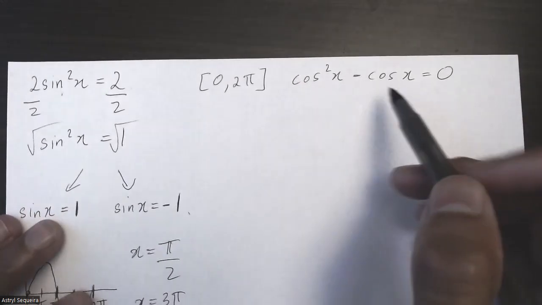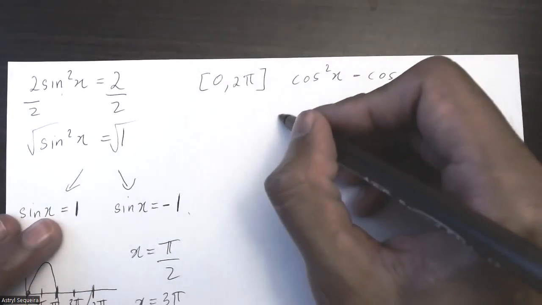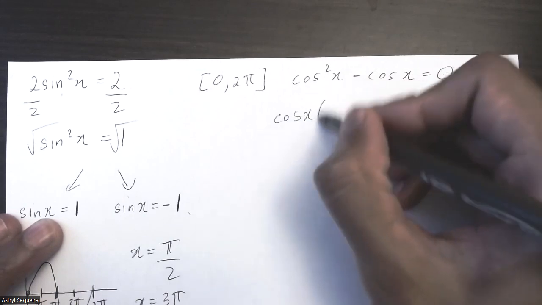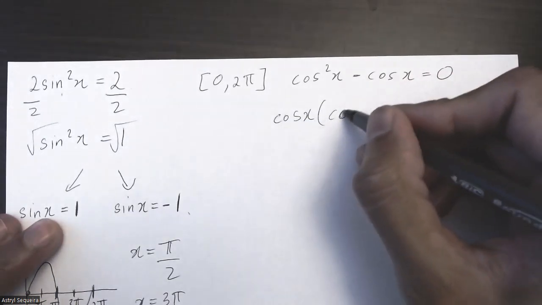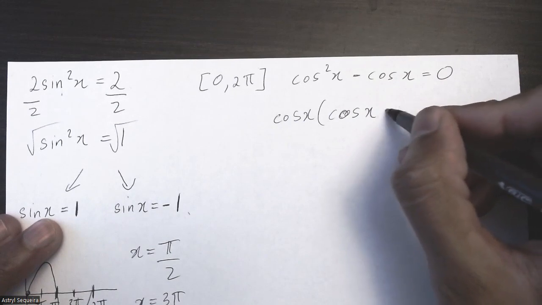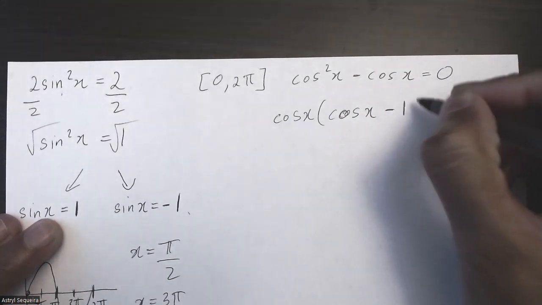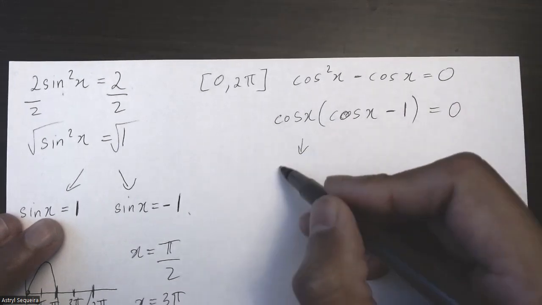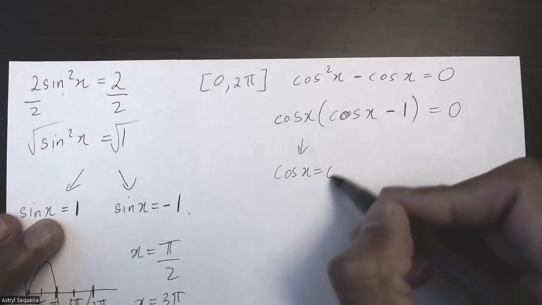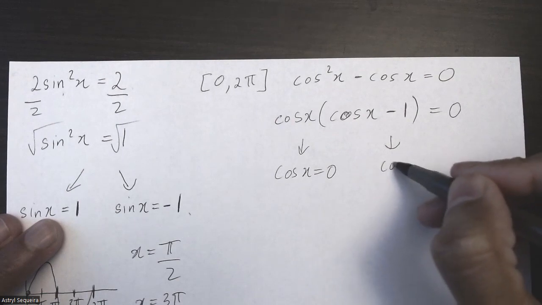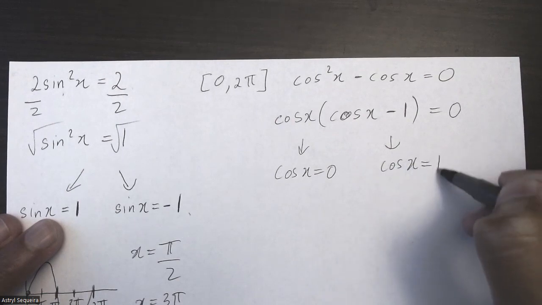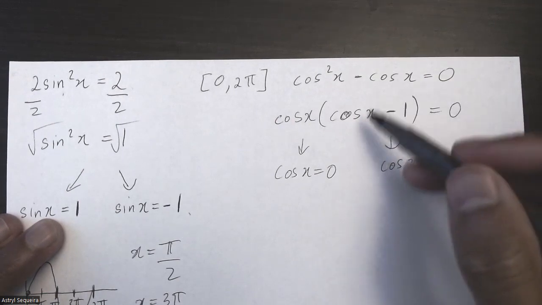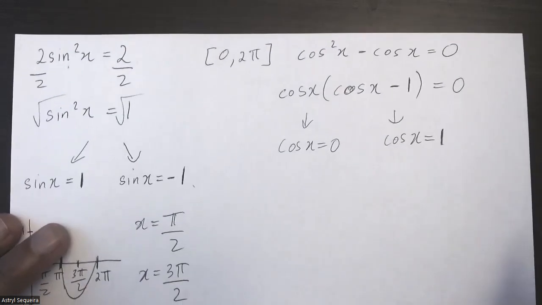This question can be factored. I can common factor out the cos x, and I'm left with cos x minus 1. So now I can state the solutions. Over here, cos x just equals 0, and over here, cos x equals positive 1. That's the solution if I flip it around and solve this equation.